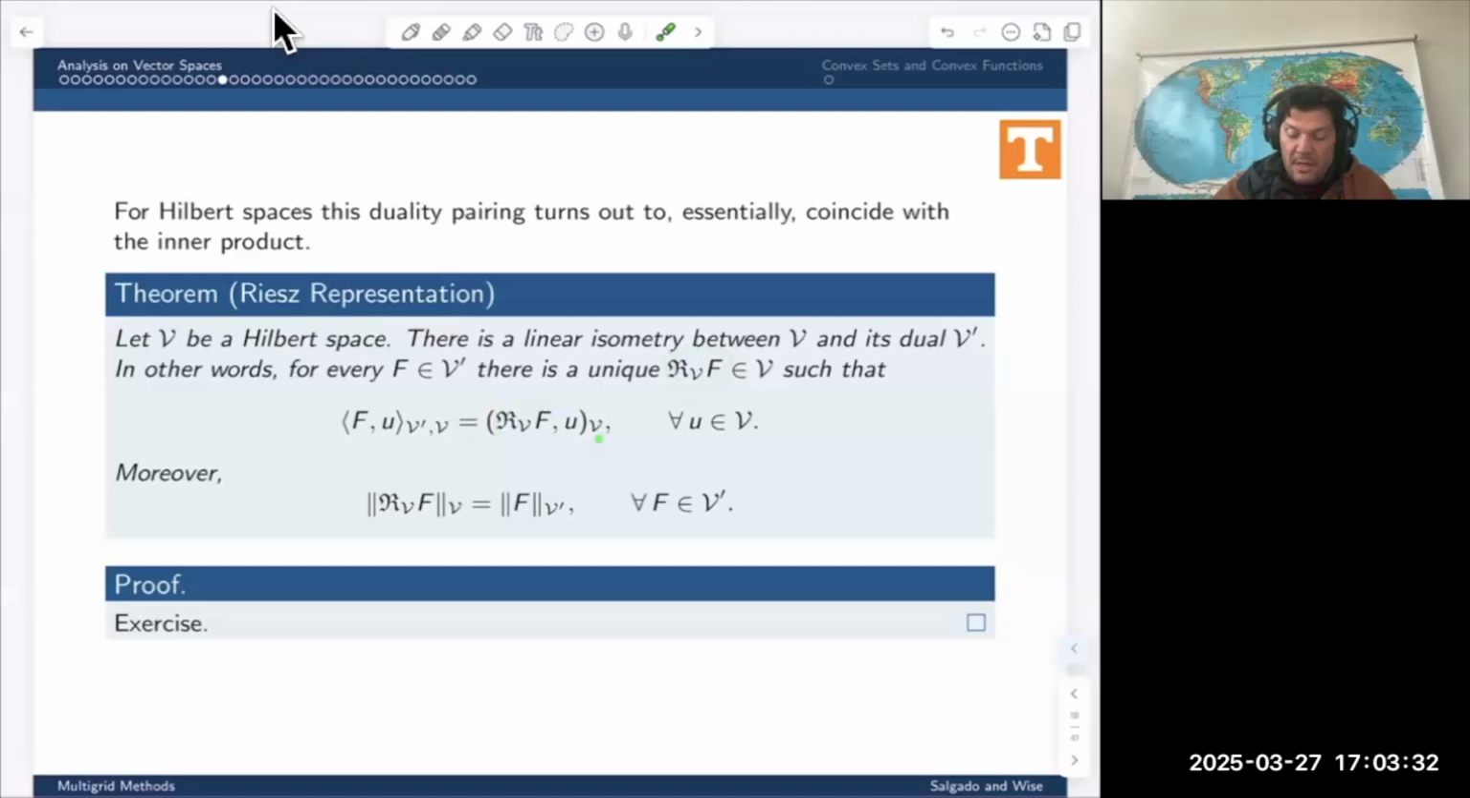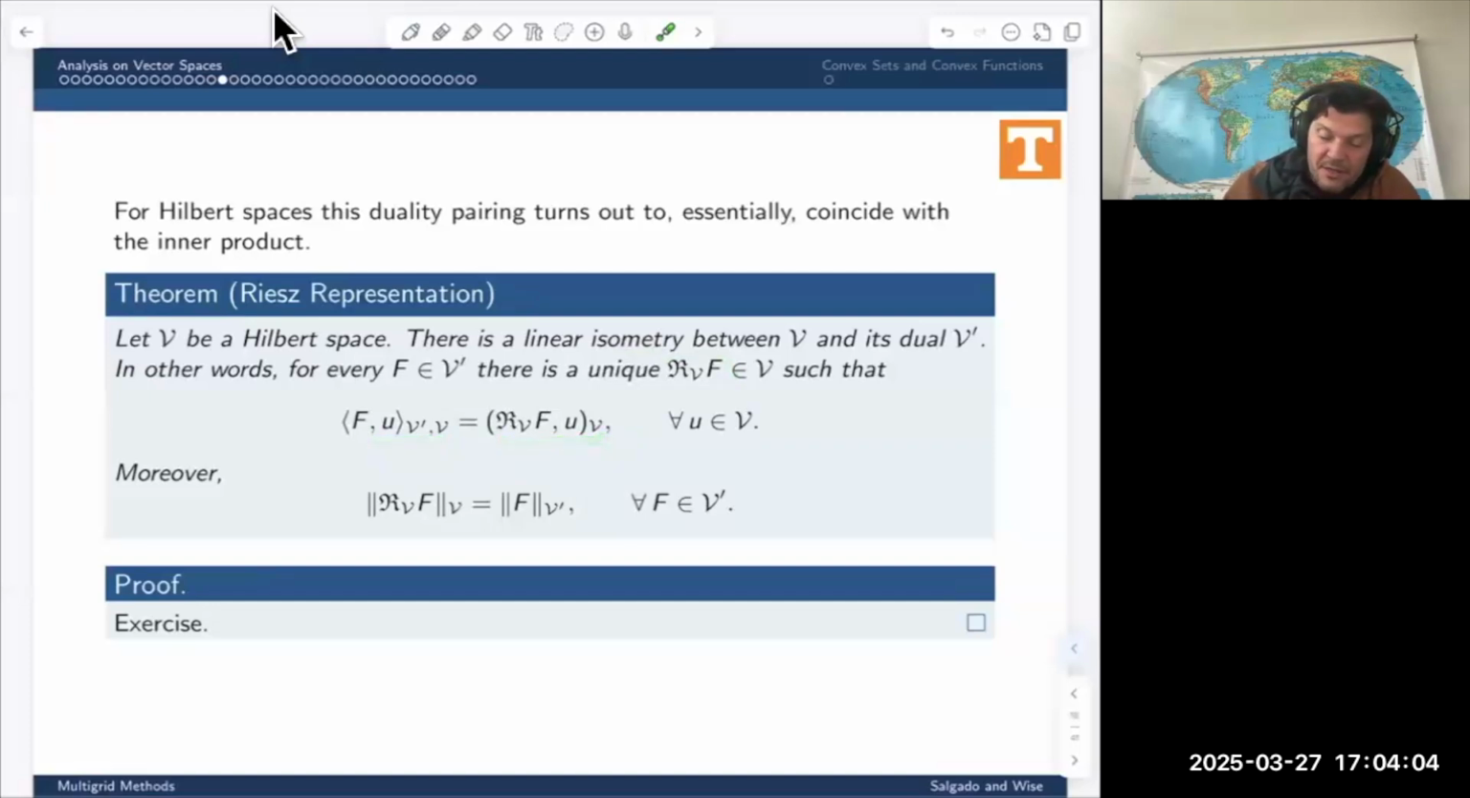Okay, so that's the inner product on V. For every f in V prime, every bounded linear functional, there exists a unique representer. That's where the representation theorem comes from, a unique representer. And the fact that it's unique is what's defining the isometry here. There is a unique representer in V such that the dual pairing is just equal to the inner product.